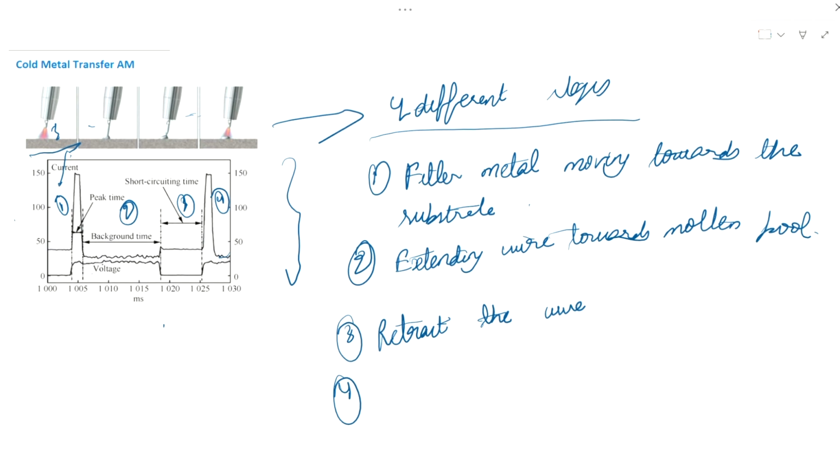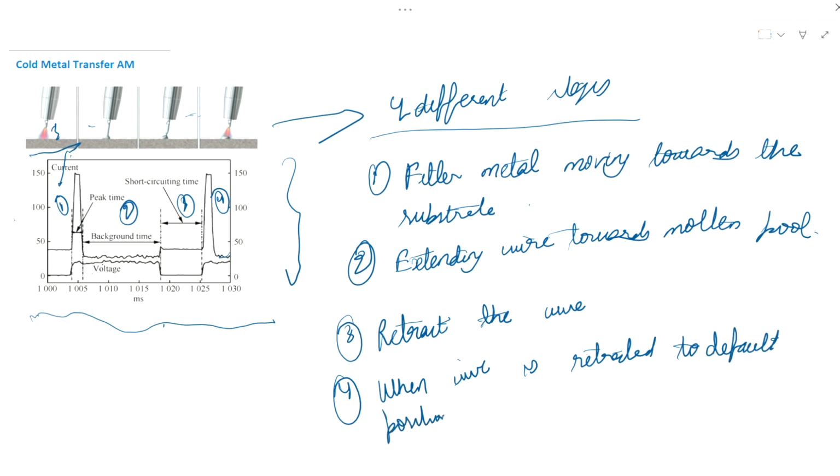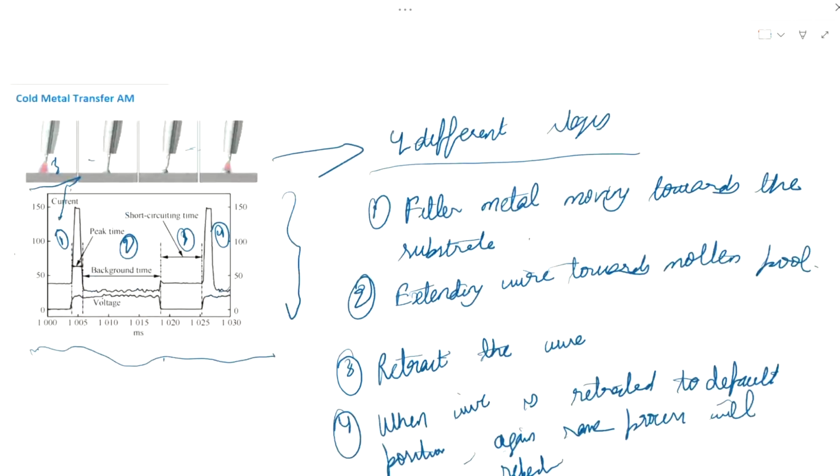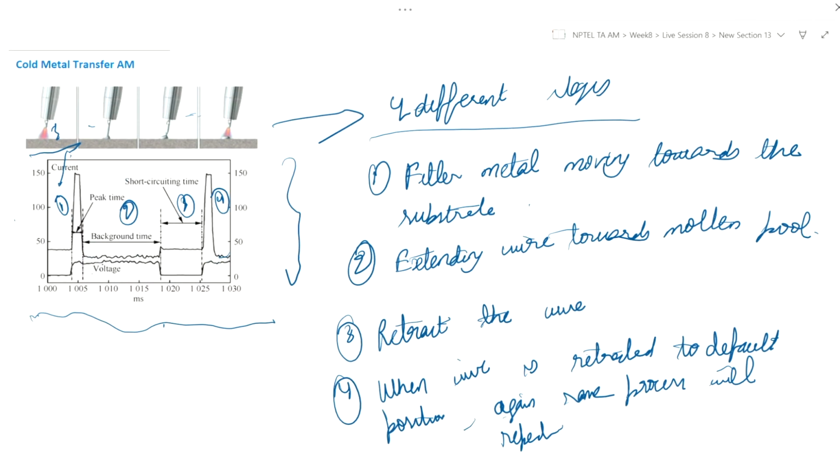This is the overall schematic of the cold metal transfer additive manufacturing process, where we see the graph of current with respect to time. Yes, so the fourth one is when the wire is retracted to the default position, again the same process will repeat. So this was about cold metal transfer additive manufacturing.